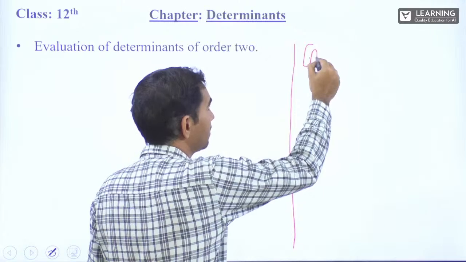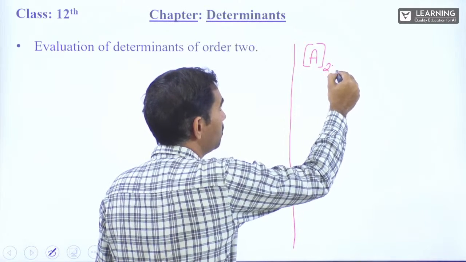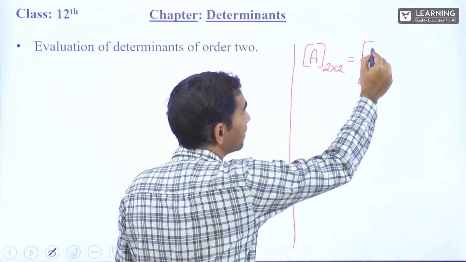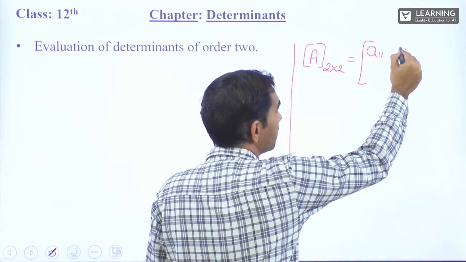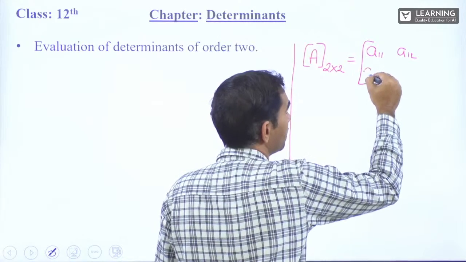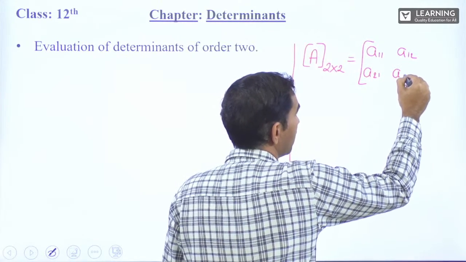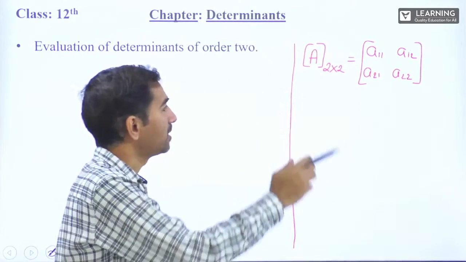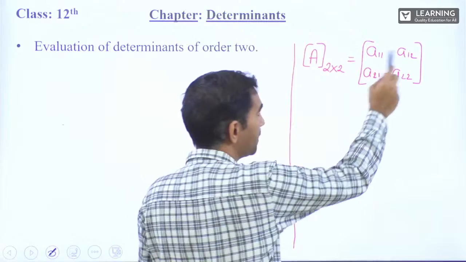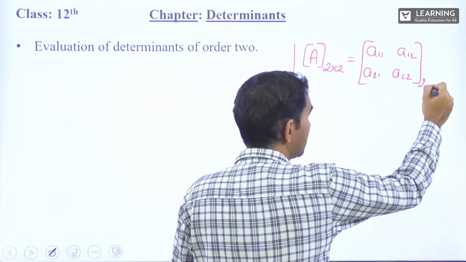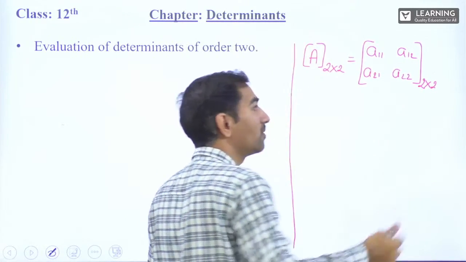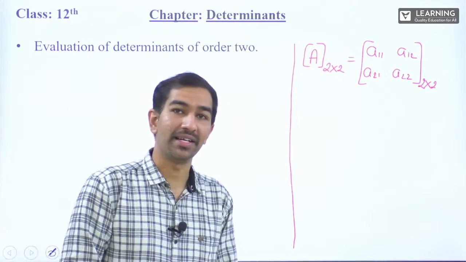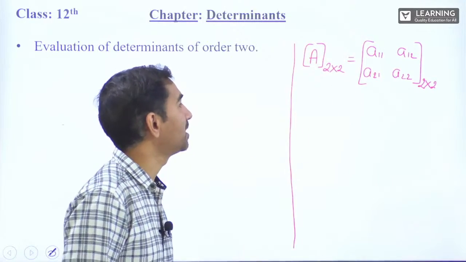Matrix A of order 2 cross 2. Here we'll write a11, a12, a21 and a22. Correct? So this is the given matrix. These are the elements of the matrix. Actually there will be numbers later on, numbers or variables or functions. Anything can be the entries of the matrix. But how do we find the determinant of this matrix now?